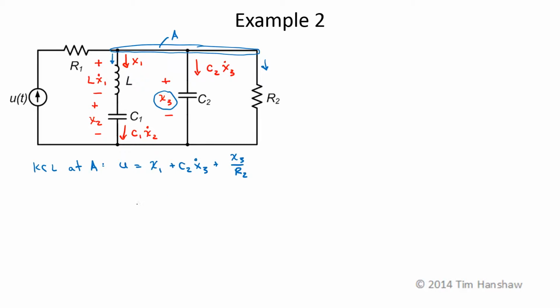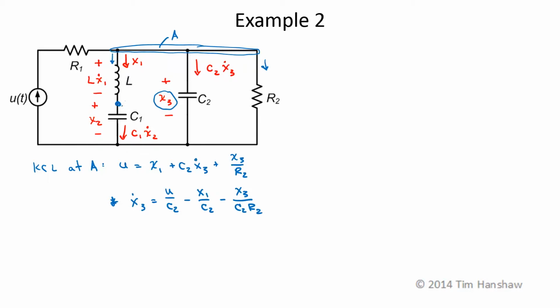I can solve this for x3 dot. So x3 dot is equal to u over C2 minus x1 over C2 minus x3 over C2 R2. There's my first state equation.